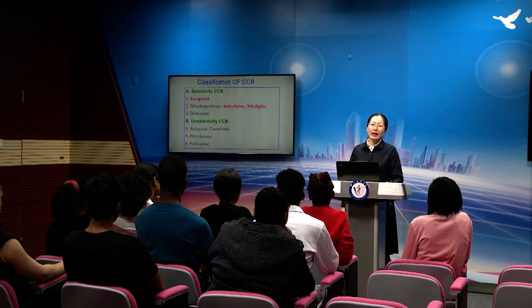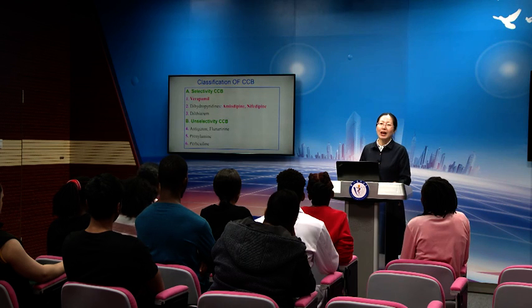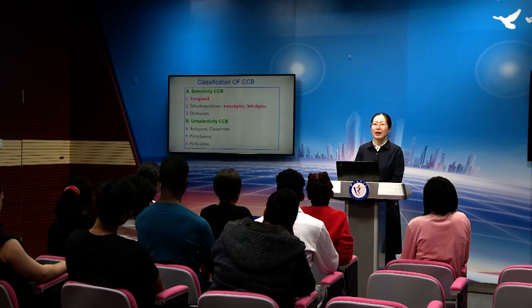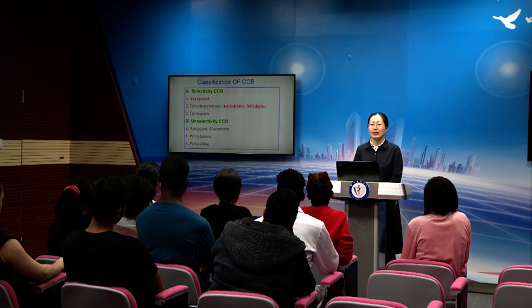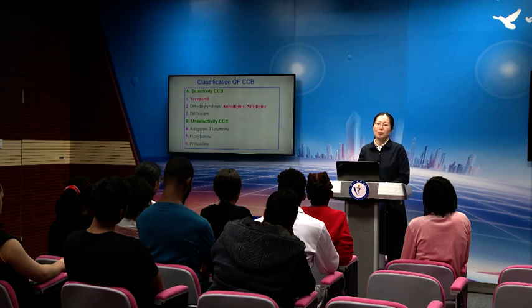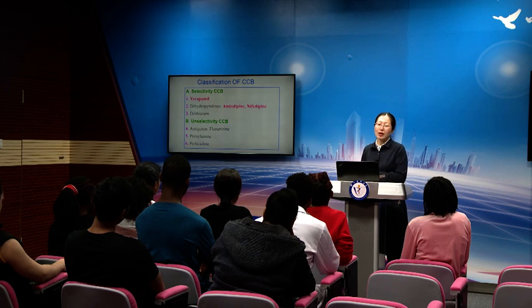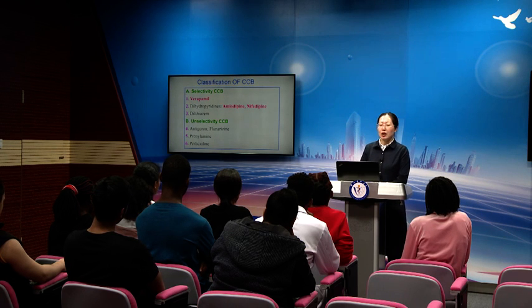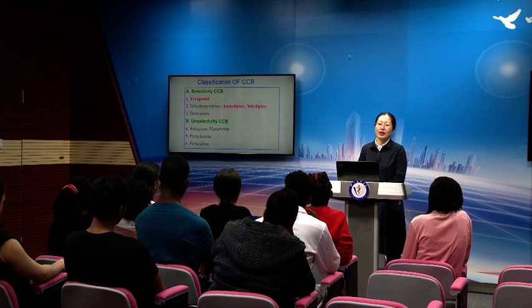Compared to this one, the second type we call unselective CCB. That means, as we just mentioned, there are six subtypes of calcium channels, and each of these drugs can block all of these calcium channels. For example, the drug prenylamine is an unselective CCB.